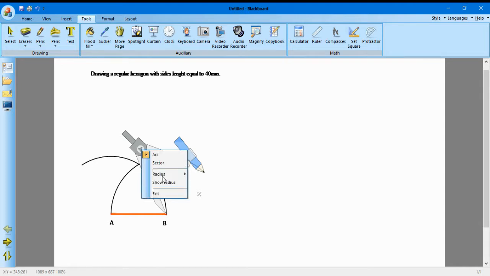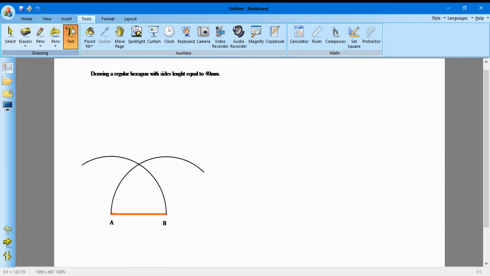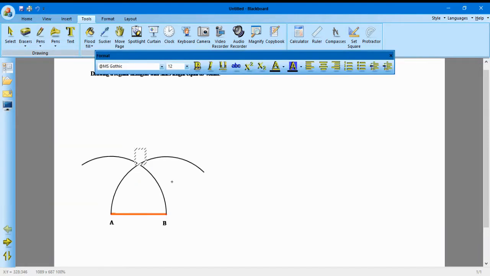Alright, so we already have two arcs, one arc coming from A and one arc coming from B, with the length of AB. Alright, so now that we have the two arcs, where the two arcs meet together, I will call that point O.